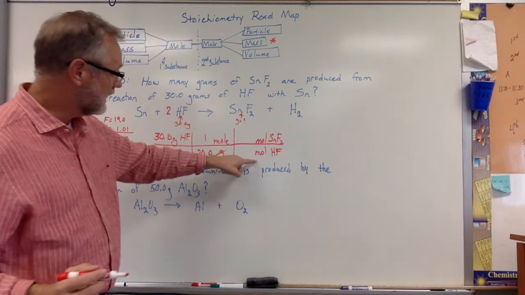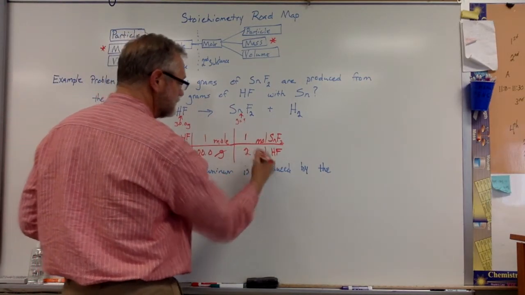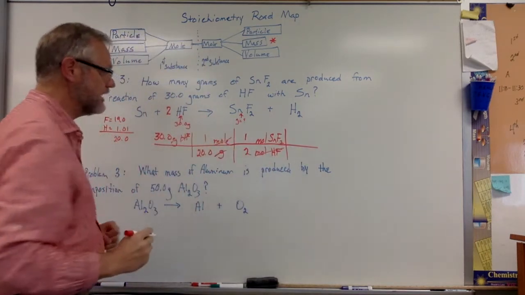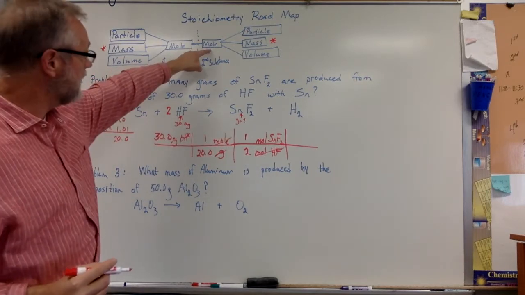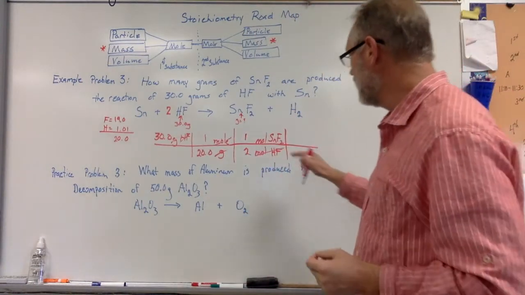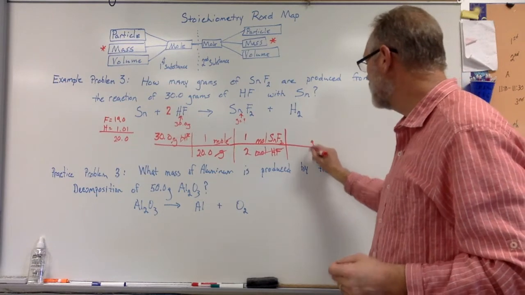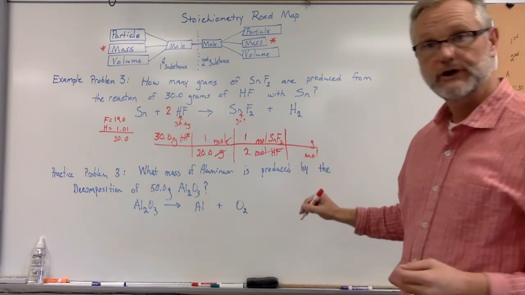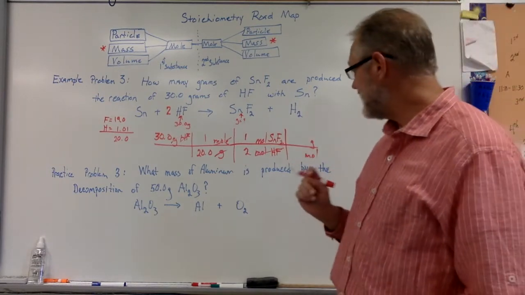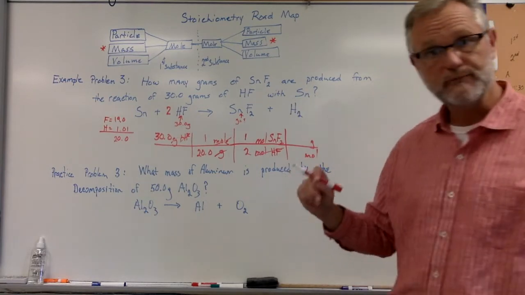Now I can go back in and say, okay, using my balanced equation, I have a 1 and a 2, and that is going to factor out the moles of HF. At this point, I am now at the moles of my second substance, which is the tin-2-fluoride. I'm not asked for moles, I'm asked for grams, so I have to take it one more step. Grams over moles. Now I'm going to use the formula SnF2 to determine the number of grams per 1 mole.